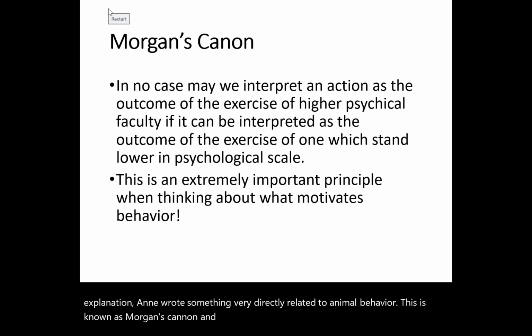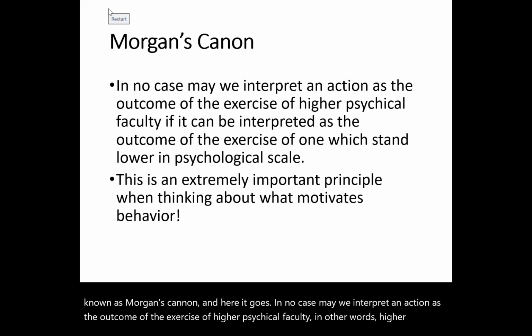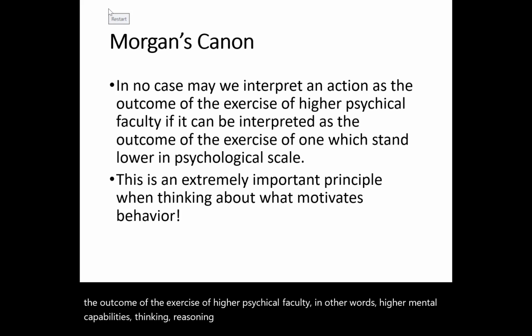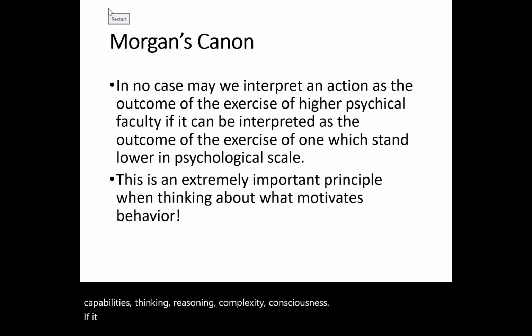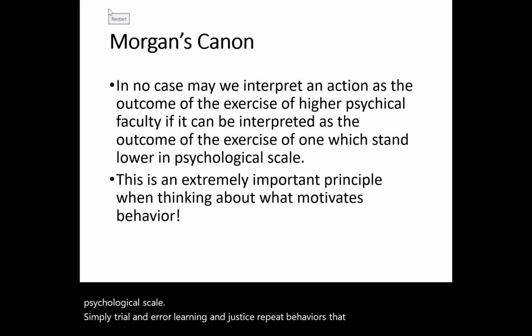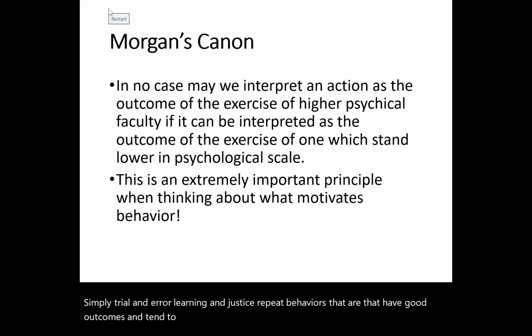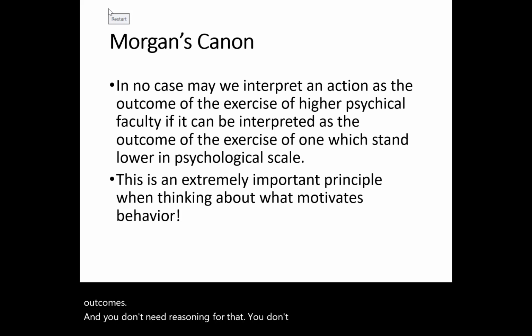And here it goes. In no case may we interpret an action as the outcome of the exercise of higher psychical faculty. In other words, higher mental capabilities, thinking, reasoning, complexity, consciousness, if it can be interpreted as the outcome of the exercise of one which stands lower in the psychological scale. Simply trial and error learning and just repeat behaviors that have good outcomes, and tend to not repeat behaviors that don't have good outcomes. You don't need reasoning for that. You don't need higher processes for that.